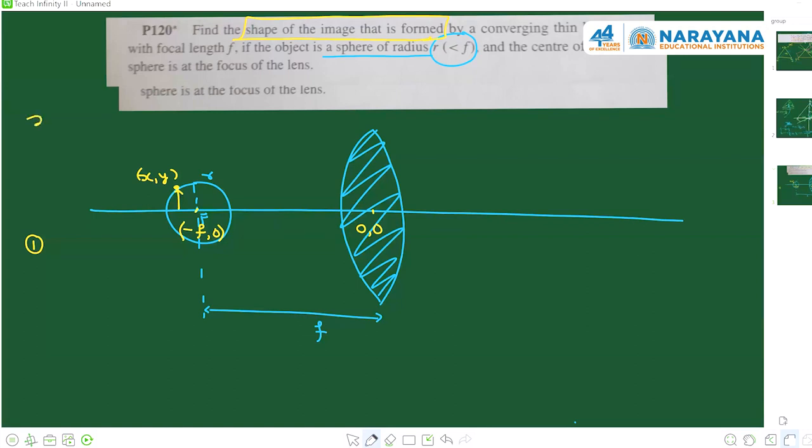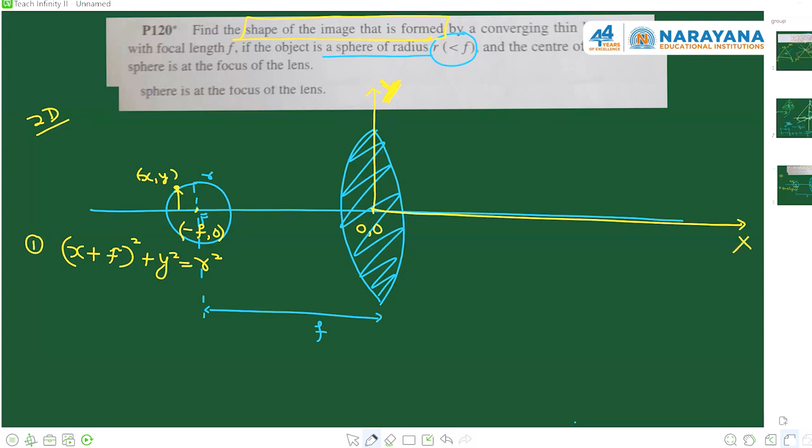I'm solving this in 2D first. So that becomes (x plus f) the whole square plus y square equals r square. We are considering all the x, y on the periphery of this object. Remember, as far as your sign convention is concerned, x, y takes care of that. x is obviously negative here. So treat this as y only. Simple. No need to change your system.